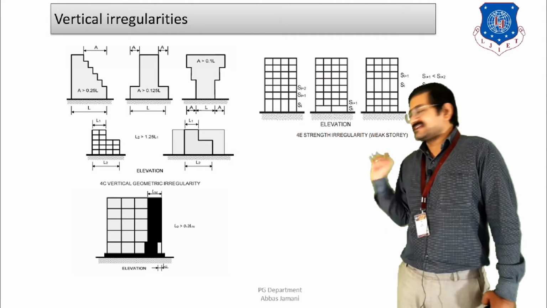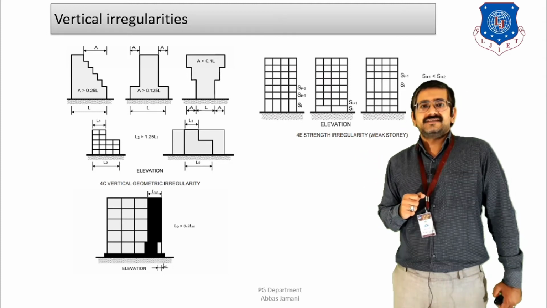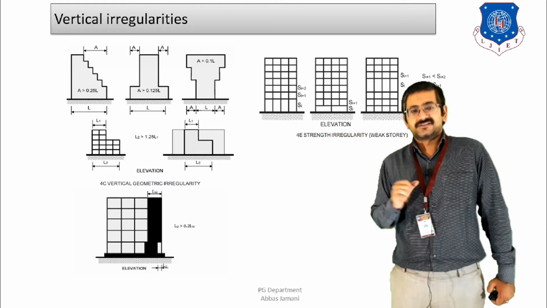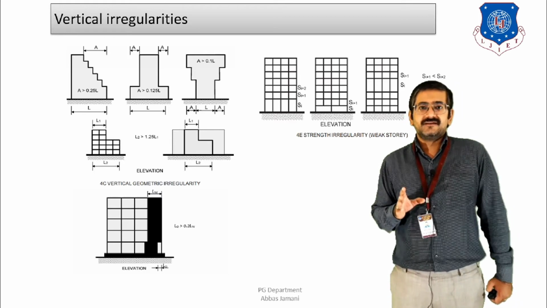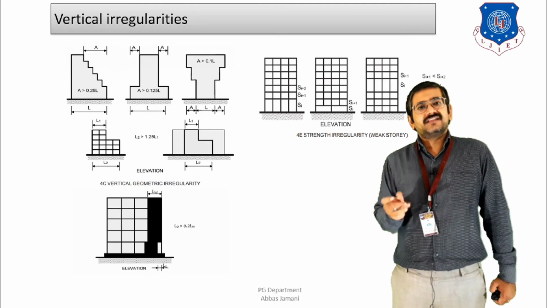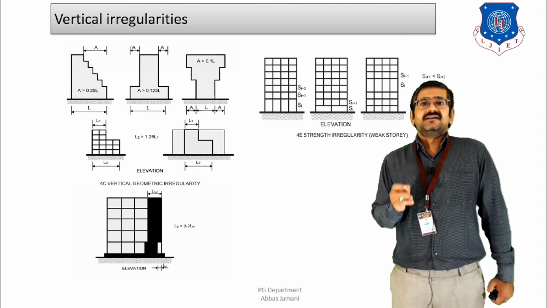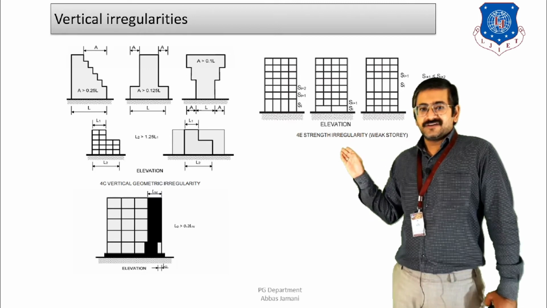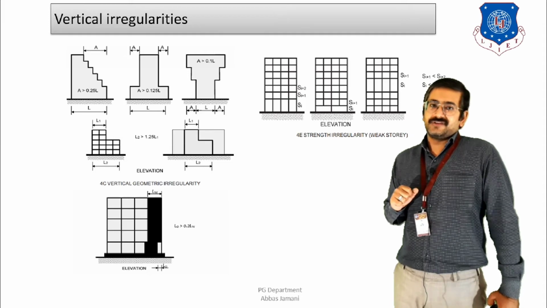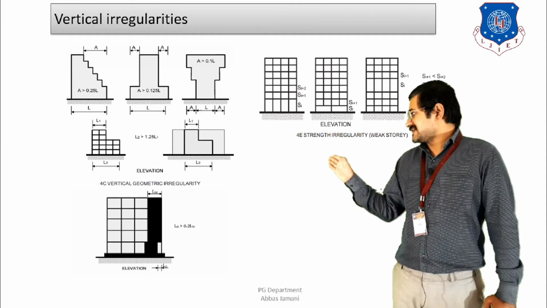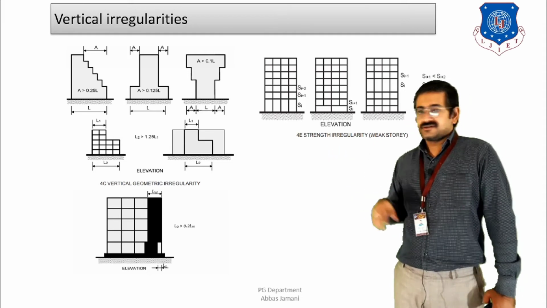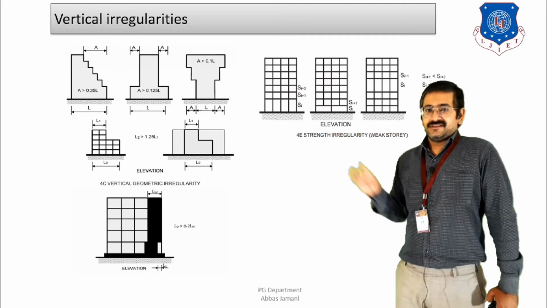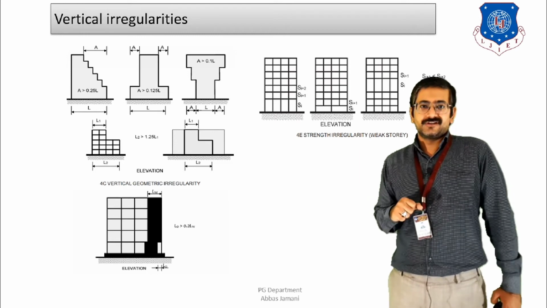Then we have the fifth category, which is also known as strength irregularity, or weak story. A weak story is a story where the lateral strength is less than the story above. As you can see in the figure, three cases are shown, similar to the soft story: in the first case, the height of the ground floor is shown more; in the second case, the number of columns in the above floor is more than below; and in the third case, the height of the intermediate floor is on the higher side.